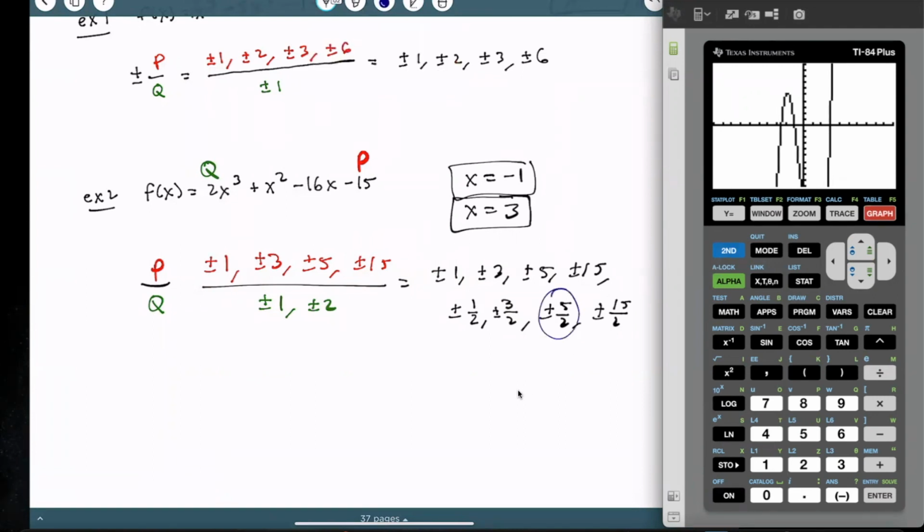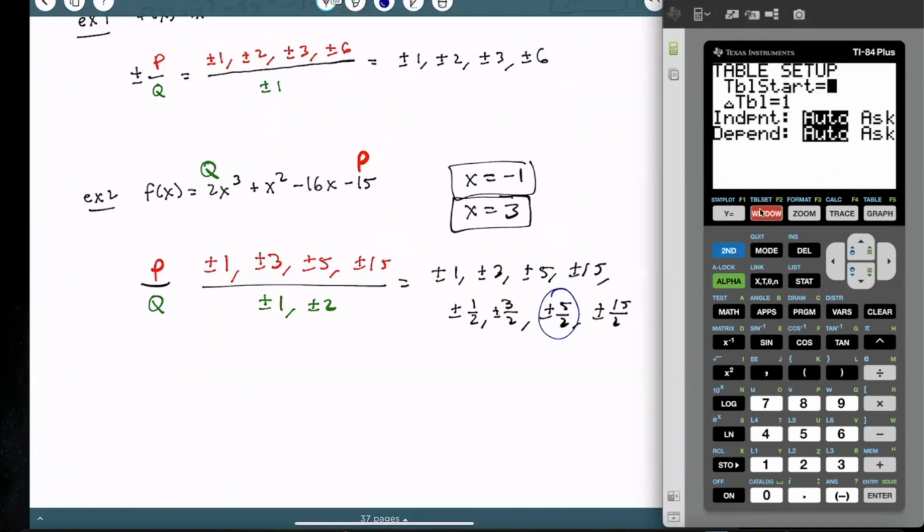This is 2.5 basically, right? So you could do second trace zero, or these are basically going by halves, right? This is 0.5, 1.5, 2.5, 7.5. So what you can do is go to your table settings, and rather than going by ones, you could go by 0.5s just to get those halves in the table. And we said it looked like it's -2.5, so I could start in the negatives here. Anywhere in the negatives is your starting value.